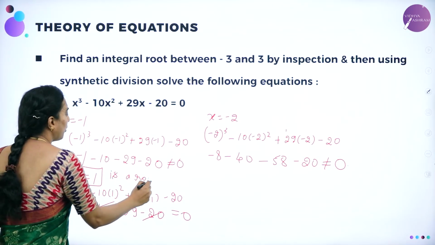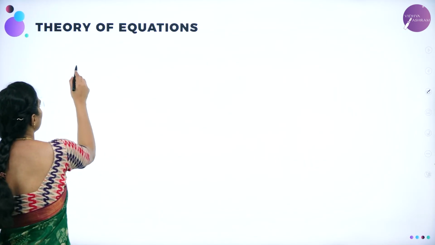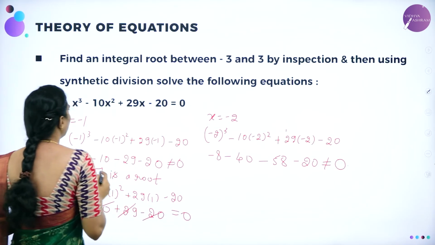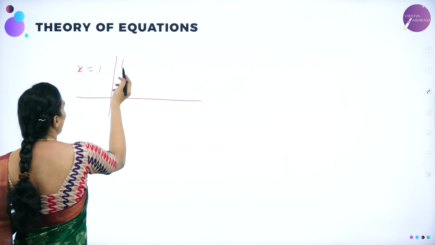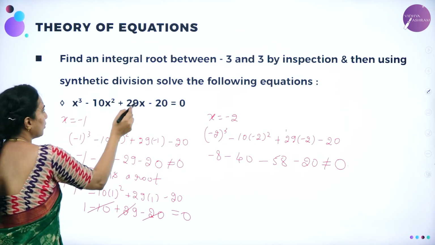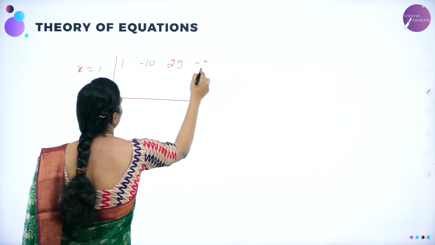Now you come to know how to check the value. x is equal to 1 is a root. By the synthetic division method, x is equal to 1 is a root. We have found that just now. Now writing x cube coefficient 1, x squared coefficient is minus 10, and x coefficient is 29, and the constant term they have given is minus 20.